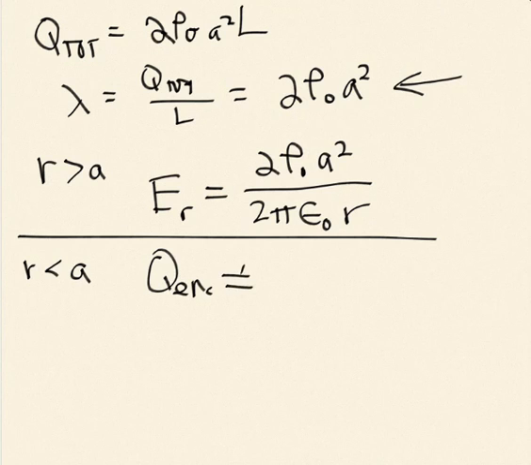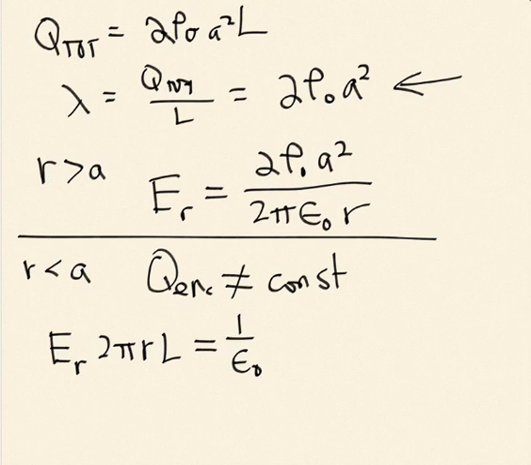Okay, rho is not a constant, and so it will depend on where I am as I do the calculation. So my left-hand side of my Gauss's law expression is the same as before. It's just E_r times A, and A is going to be 2 pi rL.